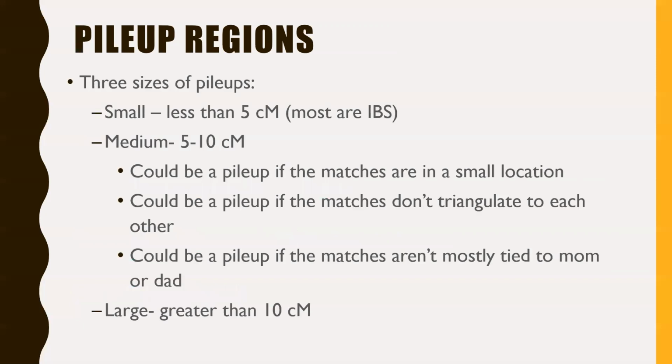There are 3 sizes of pileups. We could talk probably for an hour about pileup regions, but there are small ones that are less than 5 centimorgans, and of course that's in the land of the small segments. We're probably not going to focus on that anyway. There are medium-sized pileups that could be pileup if the matches don't triangulate to each other. It could be a pileup if the matches aren't mostly tied to mom or dad, so it doesn't pass phasing. And there are some pileups that are greater than 10 centimorgans. So it just depends.